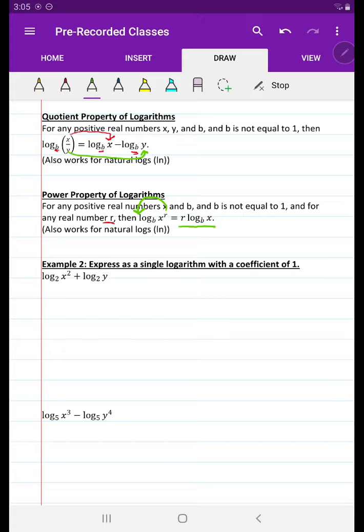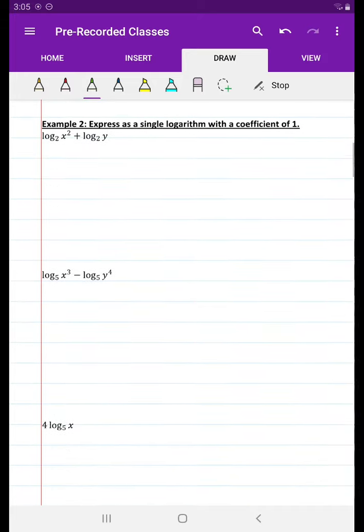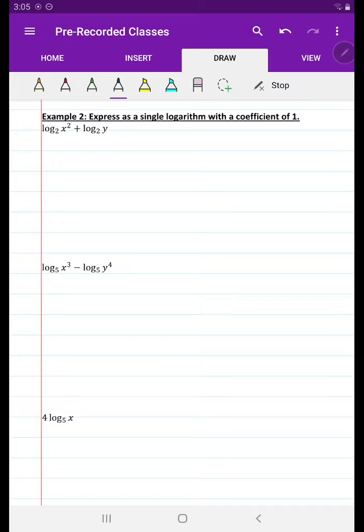Okay, so we have these examples here, and we can run through them with the first three properties that we just talked about. The directions for these are to express these as a single logarithm with a coefficient of 1.